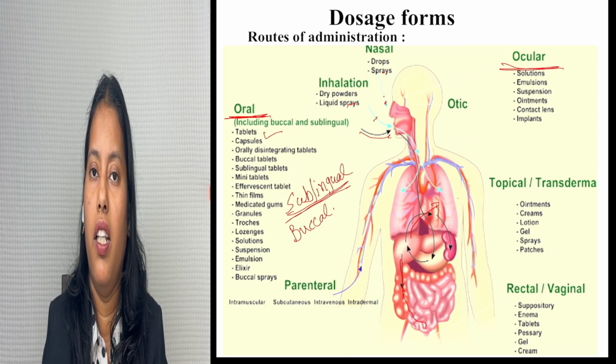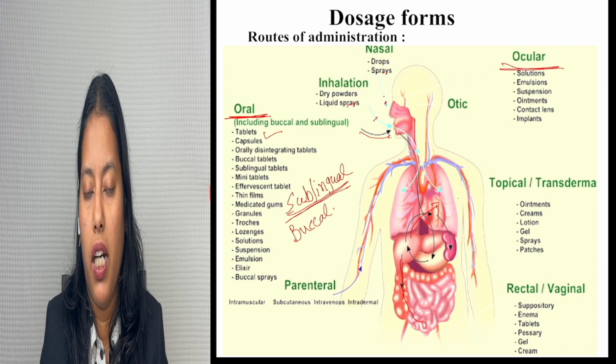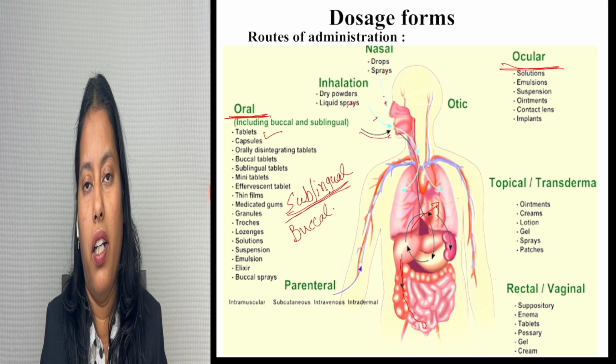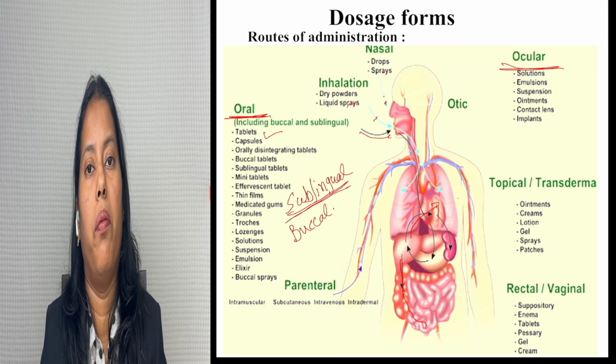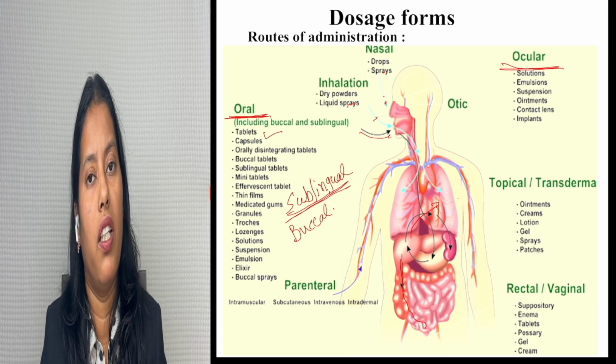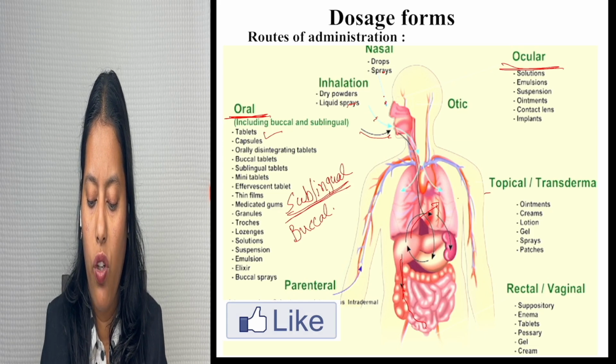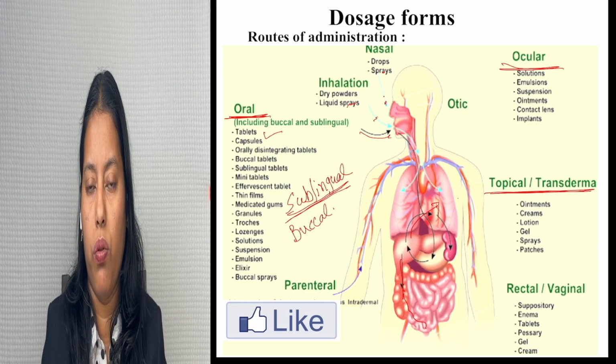You can insert the lenses, insert implants. You have the ointment gel for the ocular route. Now, again, the eye mucosa also has a blood supply, a rich capillary region from which the drug enters into the systemic circulation.